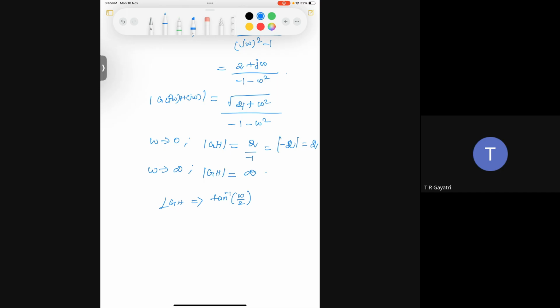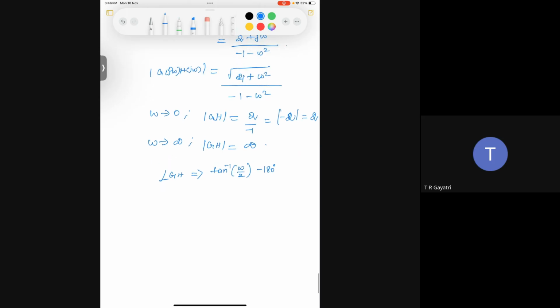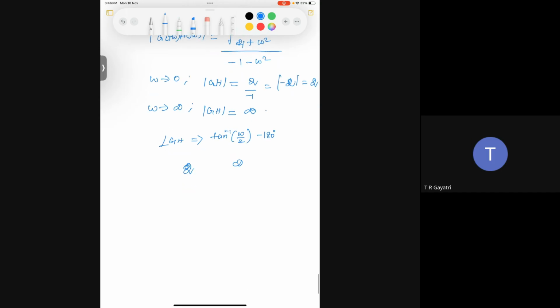So for omega it will be 90, and for omega square it will be minus 180. Your magnitude will go from 2 to infinity. When omega equals 0, the angle is 0 to minus 180 degrees, and when omega equals infinity, it will also be minus 180.